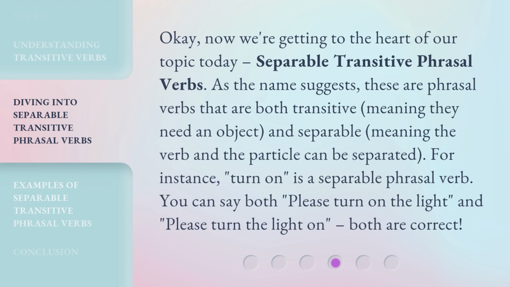Okay, now we're getting to the heart of our topic today: separable transitive phrasal verbs. As the name suggests, these are phrasal verbs that are both transitive, meaning they need an object, and separable, meaning the verb and the particle can be separated. For instance, turn on is a separable phrasal verb. You can say both, please turn on the light, and please turn the light on. Both are correct.